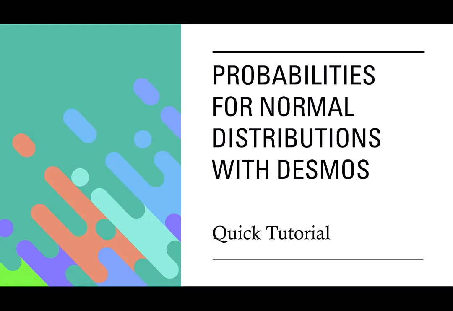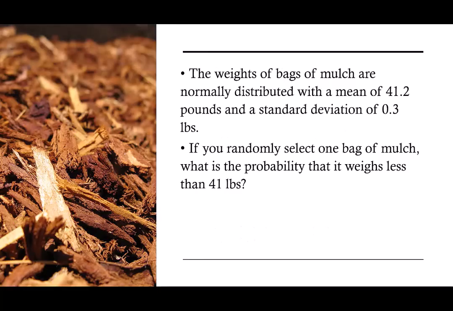Hi everybody, today we're going to do a quick tutorial on probabilities for normal distributions with Desmos. Our problem says the weights of bags of mulch are normally distributed with a mean of 41.2 pounds and a standard deviation of 0.3 pounds. If you randomly select one bag of mulch, what's the probability that it weighs less than 41 pounds?